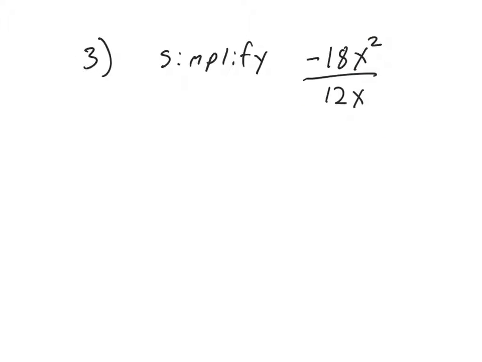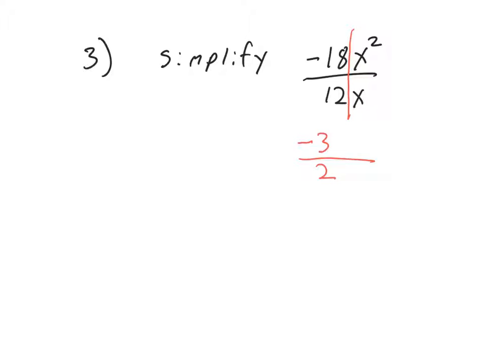On number 3, we're simplifying negative 18x squared over 12x. And for these, I like to split them into two pieces. So we'll do the constants, or the coefficients first. So we have negative 18 over positive 12. And let's see, what goes into both of those? 3 does, and 6 does. So I think 6 is going to be our best bet. So let's do 6 times negative 3, and that'll make negative 18. And then 6 times 2 makes 12.